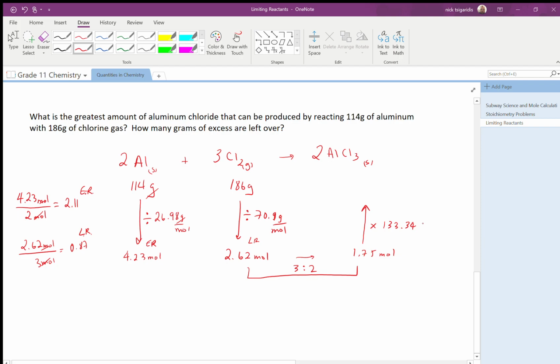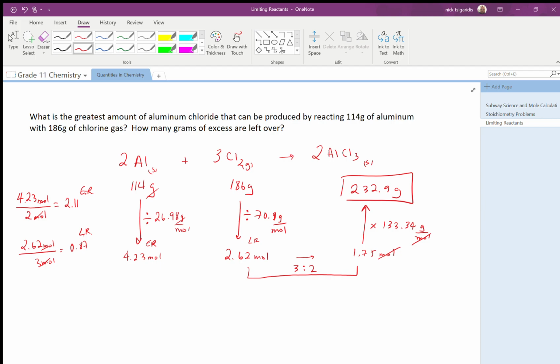133.34 grams per mole. I know that when you guys are doing this, it may take you a little bit longer because you actually have to calculate the molar masses. I've already done that. When I do that, of course, moles cancels out. I'm going to be left with grams. So you'll notice the steps are always the same here. It's 232.9 grams. So that is the maximum amount of mass of aluminum chloride that I can produce given these amounts of aluminum and chlorine gas.